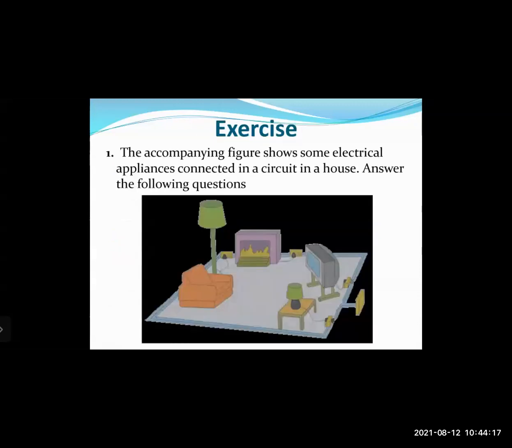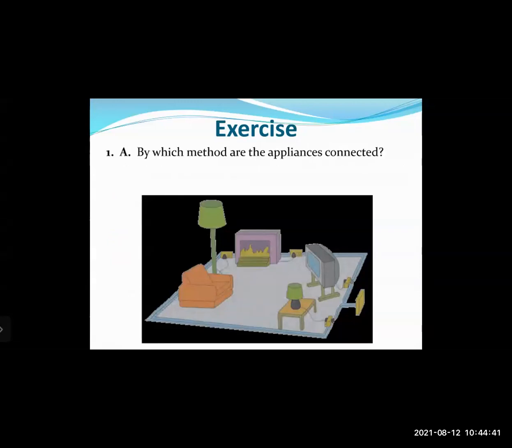Now, what do we have? The accompanying figure shows some electrical appliances connected in a circuit in a house. Answer the following questions, right? So here we have certain electrical appliances. As you can see, there is a lamp, then there is a television, then there is another lamp, and there are certain other appliances which are connected. So we have to answer the questions one by one. Let us see question number 1A.